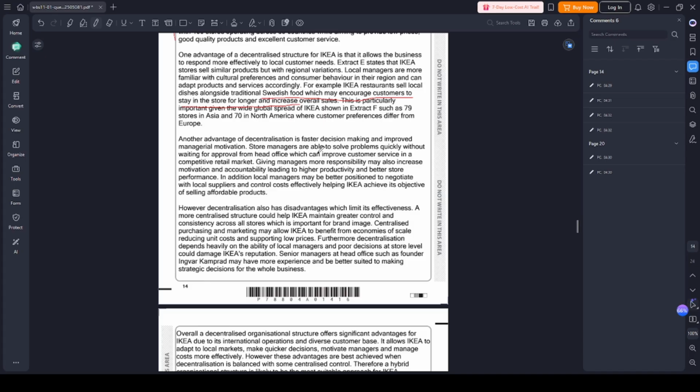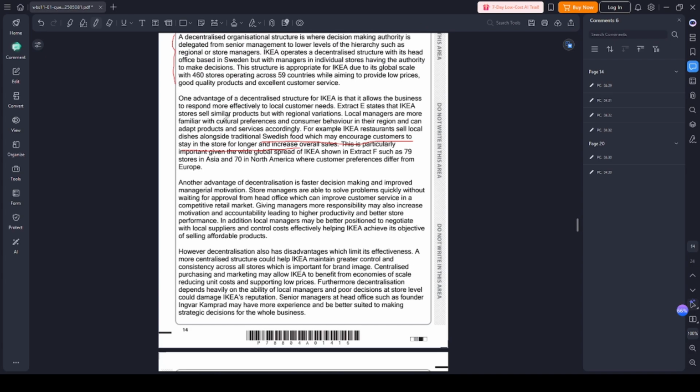This improves customer service if the managers are taking care of it as well. Decentralization also motivates managers. When they have real responsibility, they tend to work harder and take ownership. This gives them a sense of ownership, even though they're not the owners, but they can make these decisions. So this also makes them confident and motivates them. And this is good for the business, right?